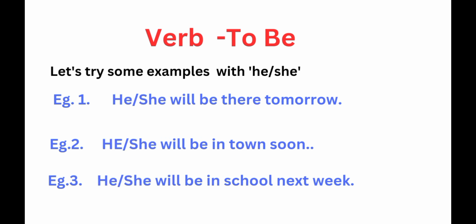Now we have he and she. Examples with he, she. He or she will be there tomorrow. He will be there tomorrow. She will be there tomorrow. She will be in town soon. He will be in town soon. He will be in school next week. She will be in school next week. So, he will be in town tomorrow. She will be in town tomorrow.